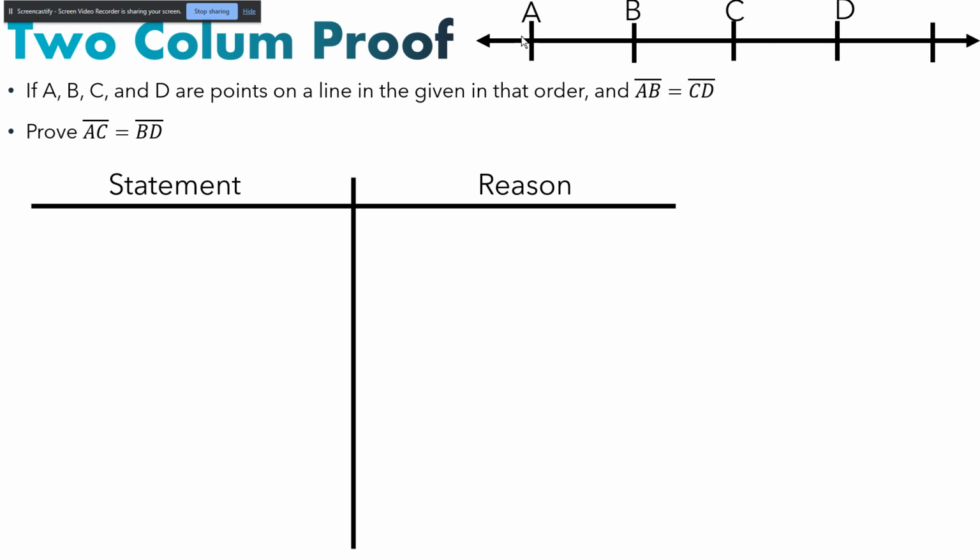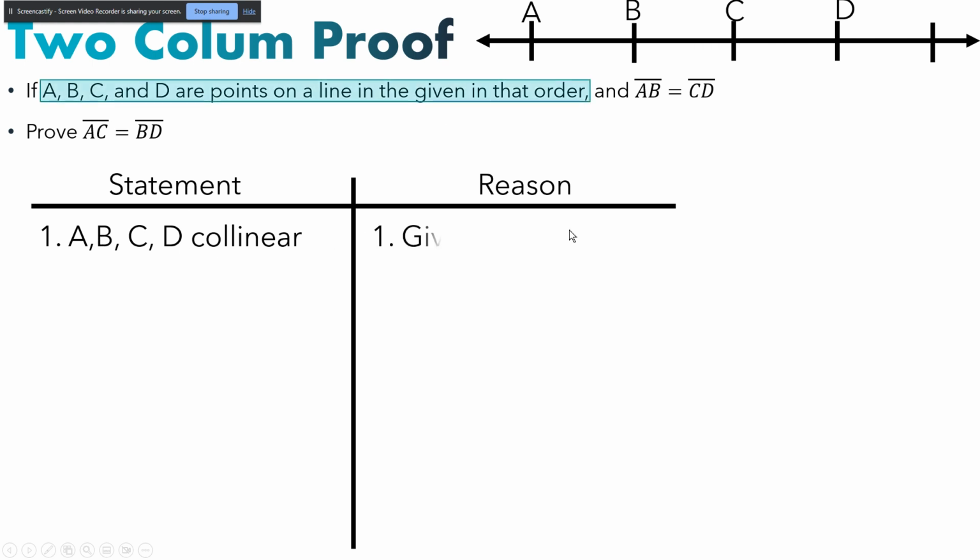So AB, starting at A, going to B, is equal to CD, going from C to D. So let's go ahead and put that right on in. It also says they're collinear. So that is given right here. A, B, C, and D are points on a line that give no order. They are collinear. That's given. AB is equal to CD.